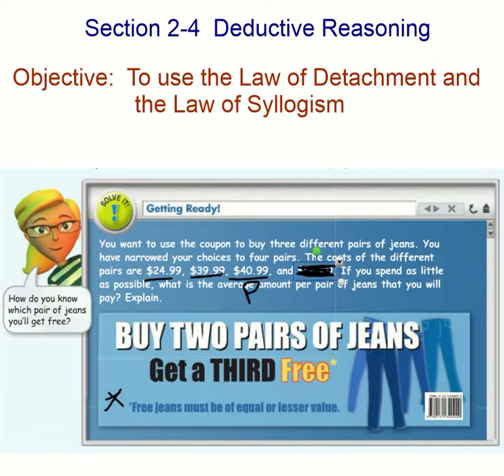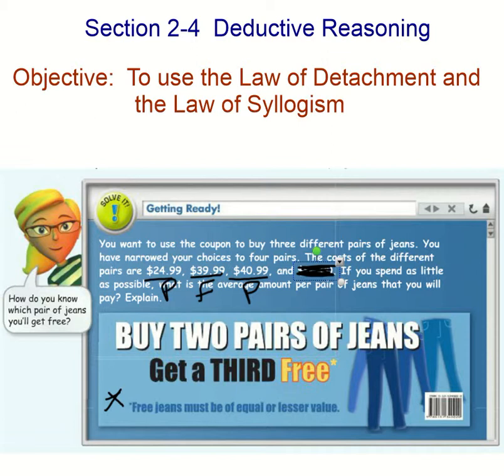Well, the $39.99 is of lesser value to the $40.99, but it's not of lesser value to the $24.99. But they didn't specify that it has to be of equal or lesser value to both. They just said it has to be of equal or lesser value. And so I would say that your $39.99 pair is the pair you're going to be getting free. You're going to be paying for this $24.99 pair.